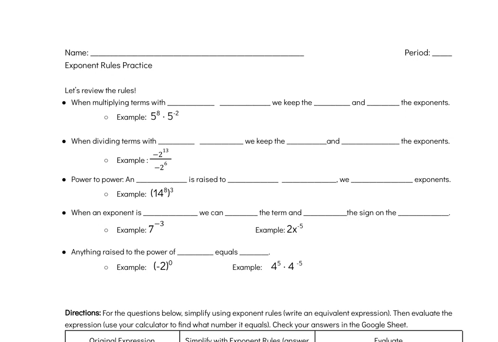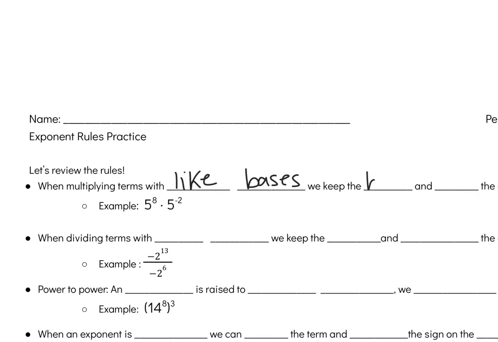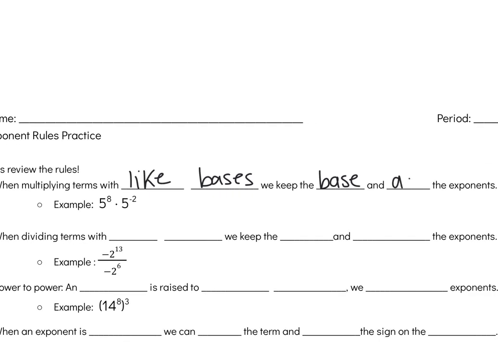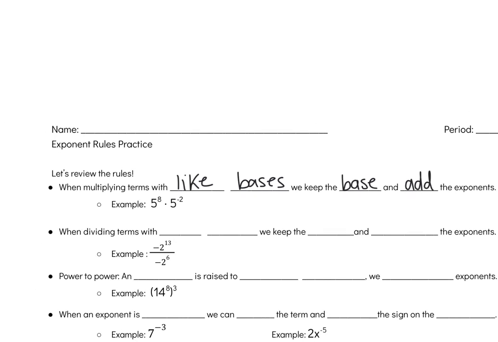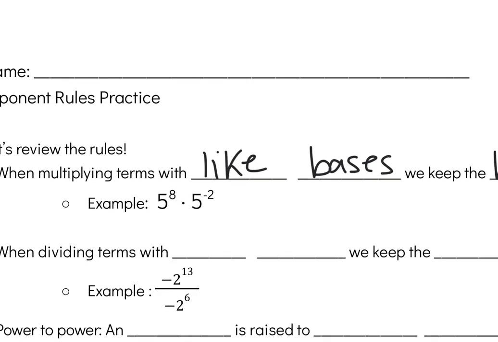Hello, we are going to review your exponent rules before we start our activity. So it says, let's review the rules. When multiplying terms with like bases, we have to keep the base and add the exponents. So our example here, we have 5 to the 8th times 5 to the negative 2nd.